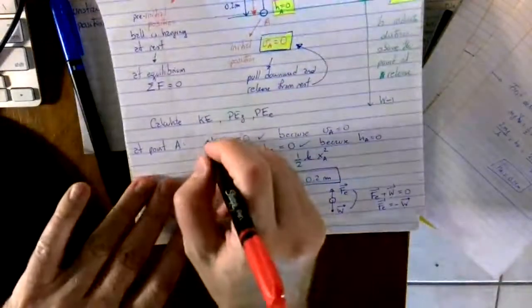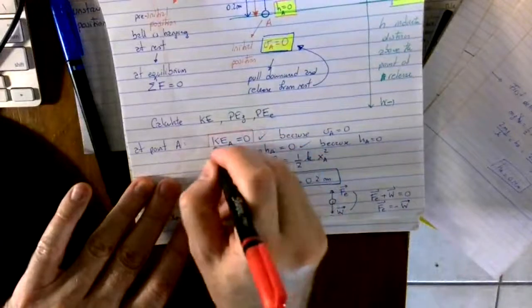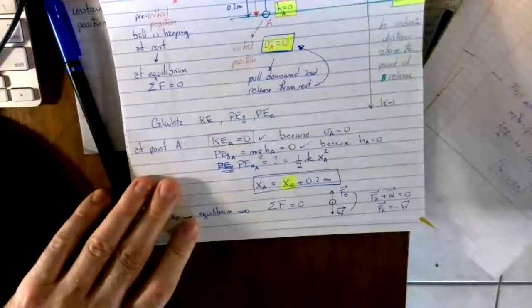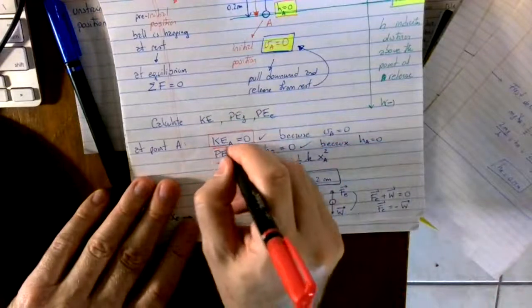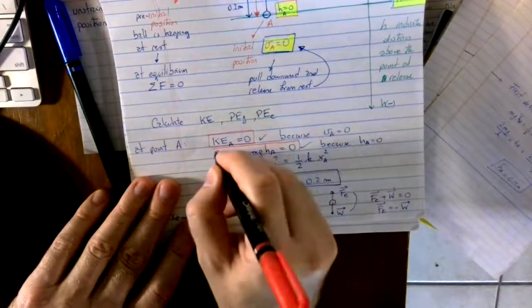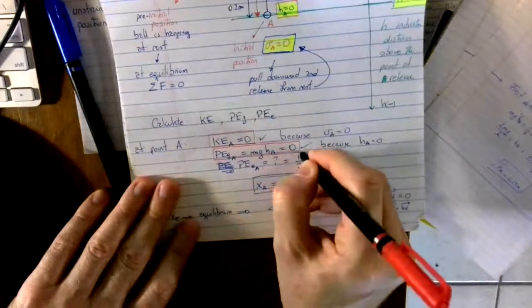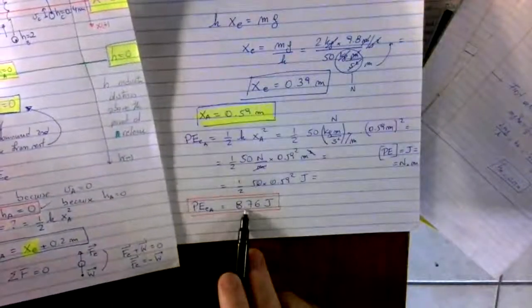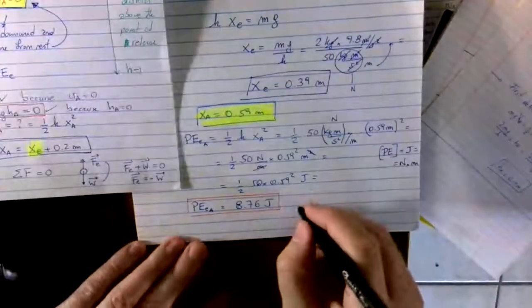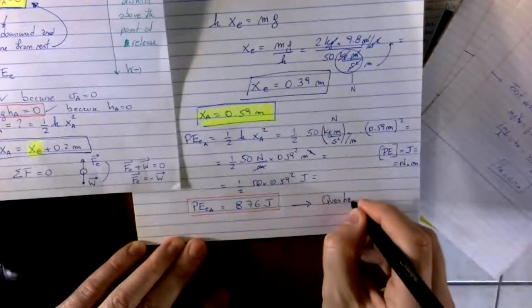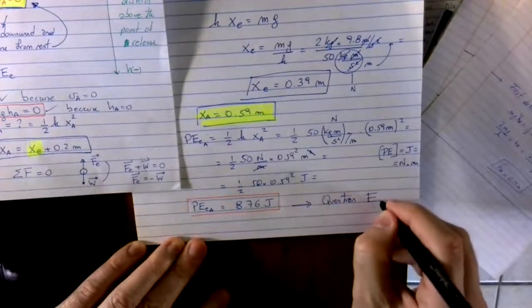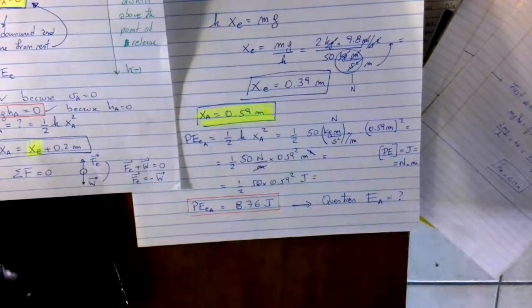I will give you a break, but let's see what we calculated. We calculated the kinetic energy at point A. Then we calculated the potential energy of gravity at point A. And now I calculated the potential energy of the elastic spring at the point A. Question for you to think: what is the total energy at the point A?